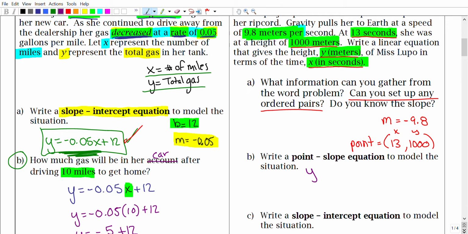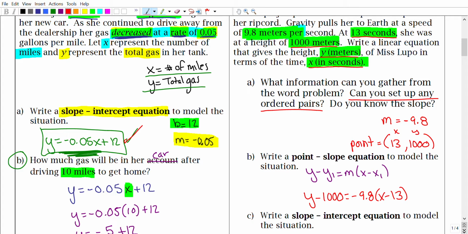So we know it has to be in this form. So let's go ahead and write it. It would look just like this. So y minus y1, which is 1,000, equals negative 9.8, parentheses x minus x1, which in this case is 13.